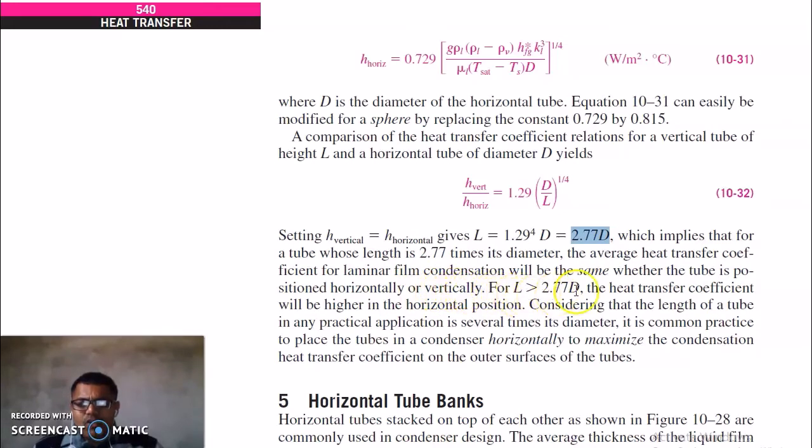And for L greater than 2.77 d, the heat transfer coefficient will be higher in the horizontal position. That is the reason in most cases the tubes in a condenser are placed horizontally, to maximize the condensation heat transfer coefficient on the outer surface of the tube.